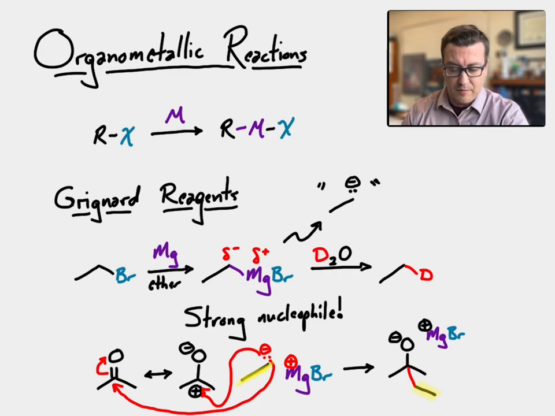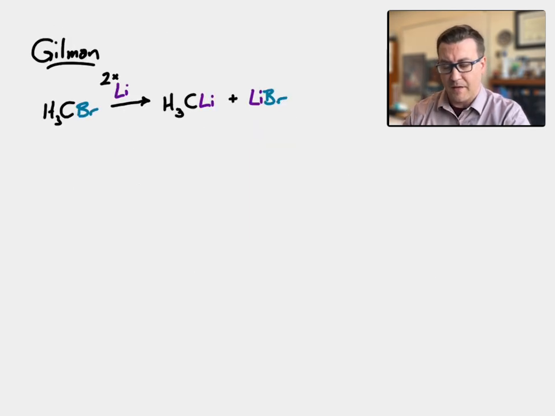Another kind of variation, rather than the Grignard reagents, is called the Gilman reagent. So in the case of the Gilman reagent, what you do is you add lithium instead of magnesium, and you form a carbon-lithium bond. Now in this case, the lithium doesn't stay bound to the halide, so you need two equivalents of lithium, and you end up getting lithium bromide as a side product, as a salt.